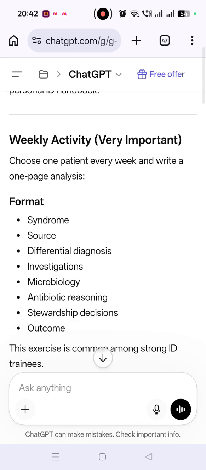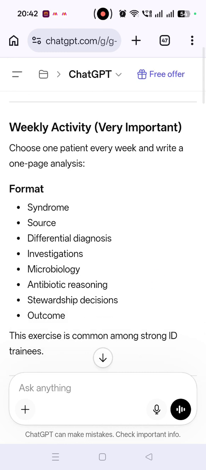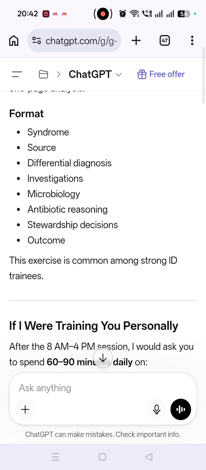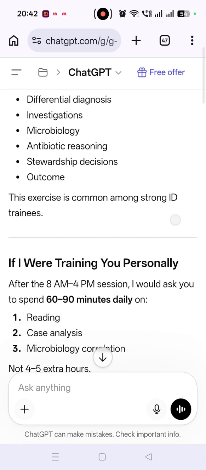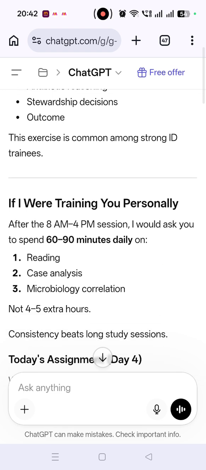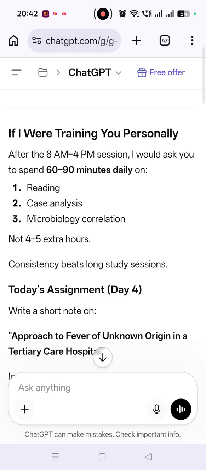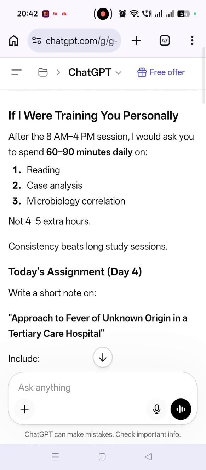Then choose one patient every week and write a one-page analysis about it: what was the syndrome, the source, the differential diagnosis, what investigations were done, the microbiology, how antibiotic reasoning was done, what stewardship decision was taken, and finally what the outcome was. So all these things are very important, what should be done weekly and what daily. If someone is going to train a person personally, because it is not online and it is given by ChatGPT, then reading, case analysis and microbiology correlation are the main things that should be done regularly.